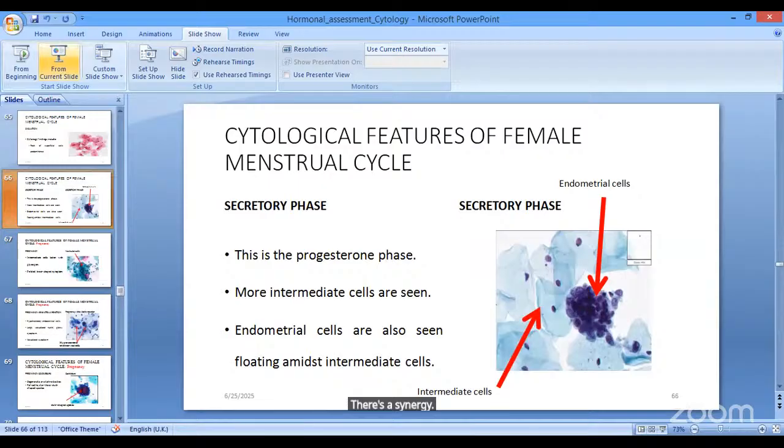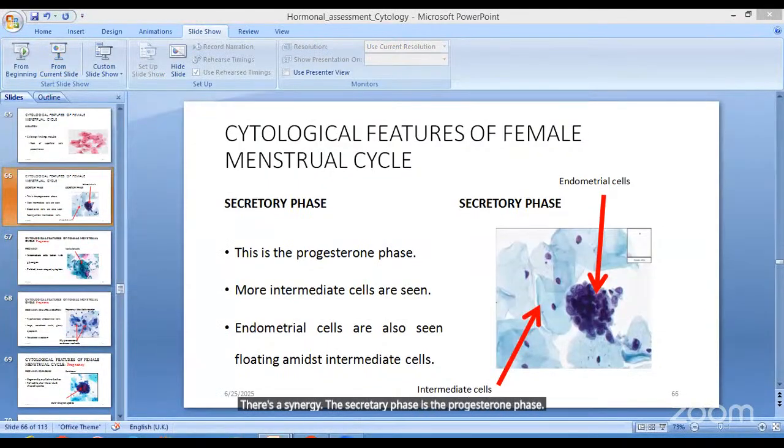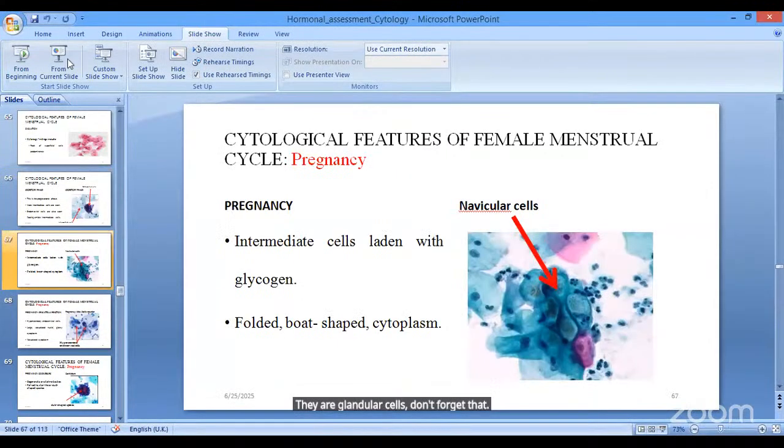The secretory phase is the progesterone phase. So the cellular picture is that of intermediate cells and endometrial cells, because normally endometrial cells are shed in reproductive women that are going through the cyclical menstrual cycle, especially getting to the stage of ovulation. They are glandular cells, don't forget that.